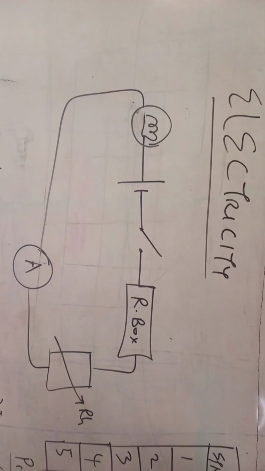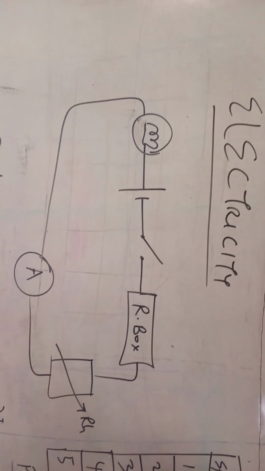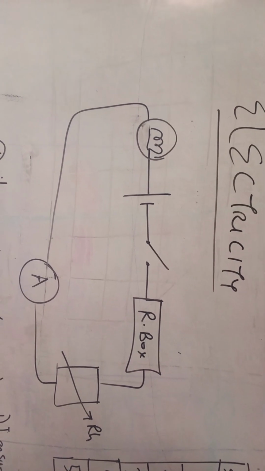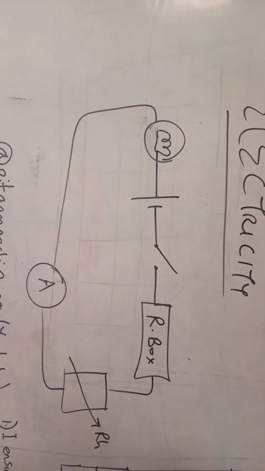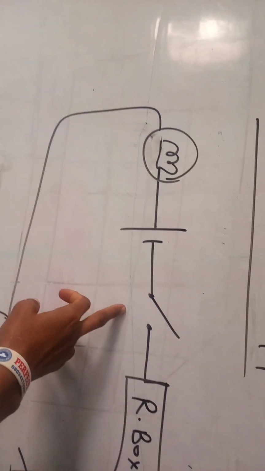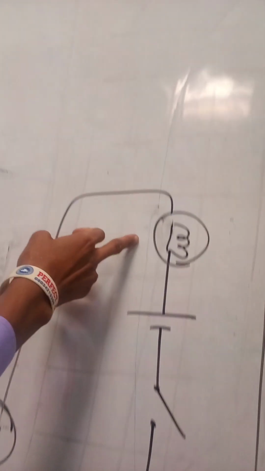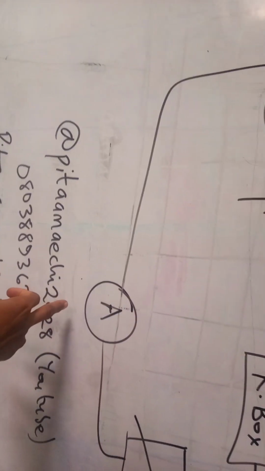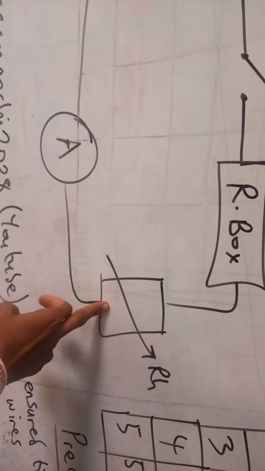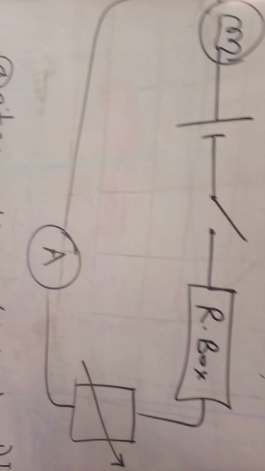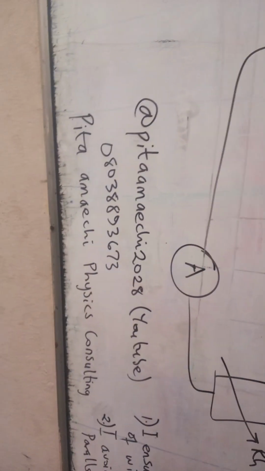Today we're working on electricity. That is the circuit diagram, possible circuit diagram. This is the resistance box, this is the key, the cell, the battery, this is the lamp connected to the ammeter, down to the rheostat, then to the resistance box. They are all connected in series.